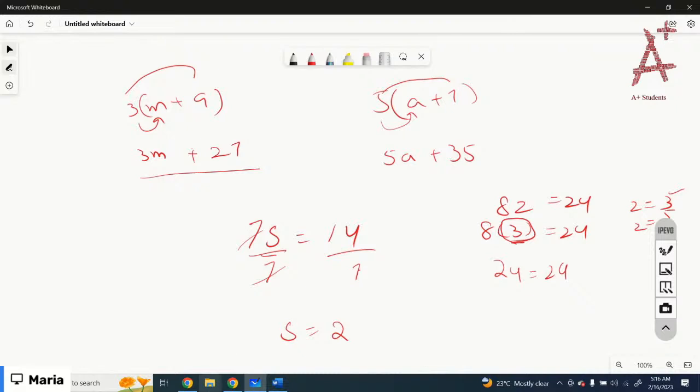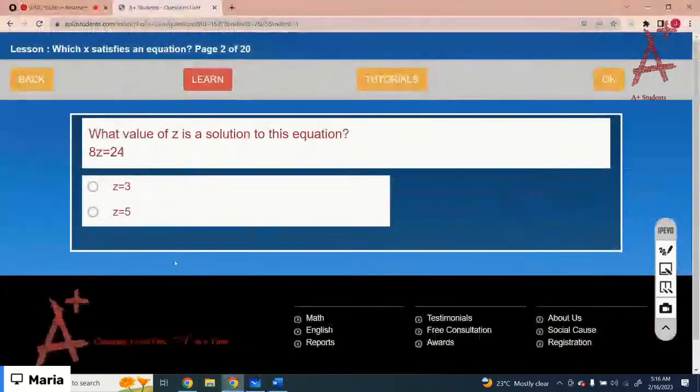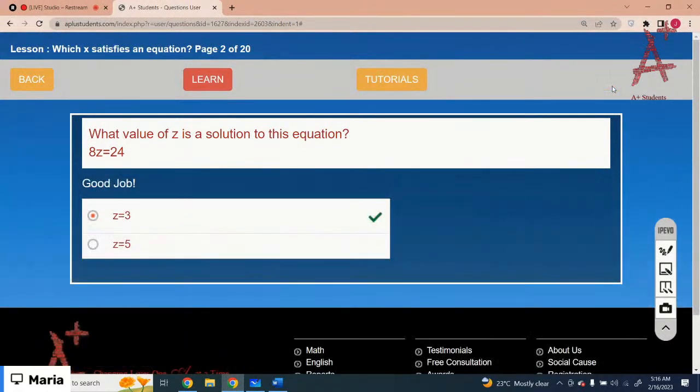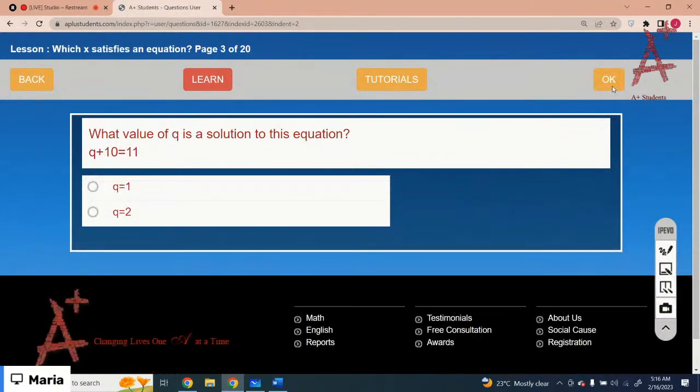So the correct option for this one is 3z equals 3. Got it? Okay. The next one is q plus 10 equals 11.